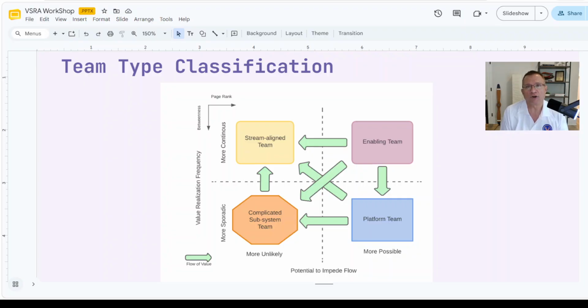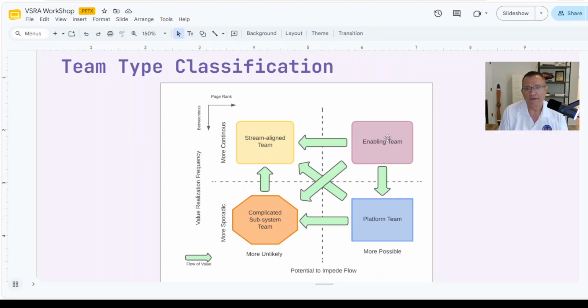Now, you won't find this diagram in the Team Topologies book. This diagram came out of the white paper that Stephen Walters and I created when we first got together and started to try and figure out how to do VSRA in a way that made sense using techniques like graph theory. And so what happens in VSRA is that we take this generalized pattern of flow and establish that as a graph. And so you can see in this diagram that we've got these green arrows that represent the generalized pattern of flow between the 4 different team types.